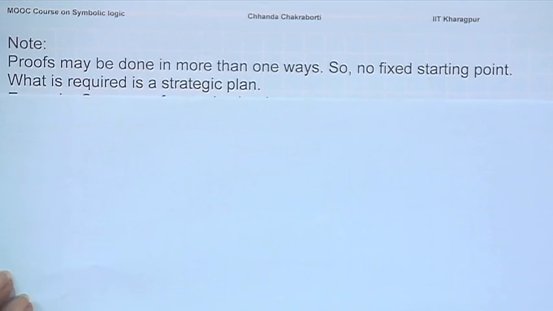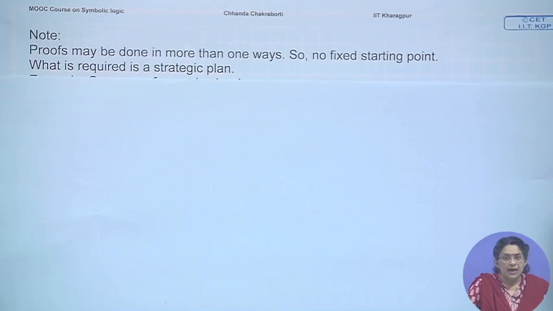Now comes what I would say is additional, more information to process. A proof may be done in more than one way. Different people think in a different sort of way. So, in the more advanced proofs, you will see that there can be multiple ways of solving the same problem. So, there is no fixed starting point.